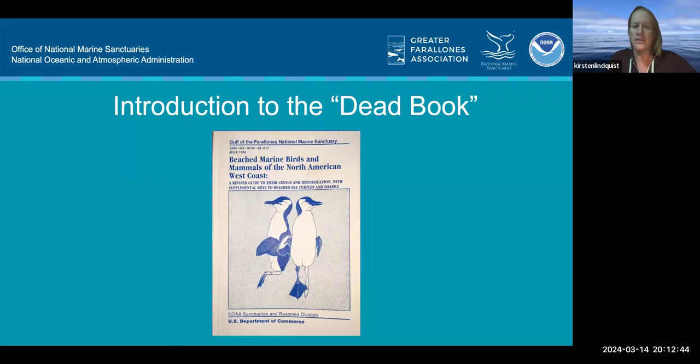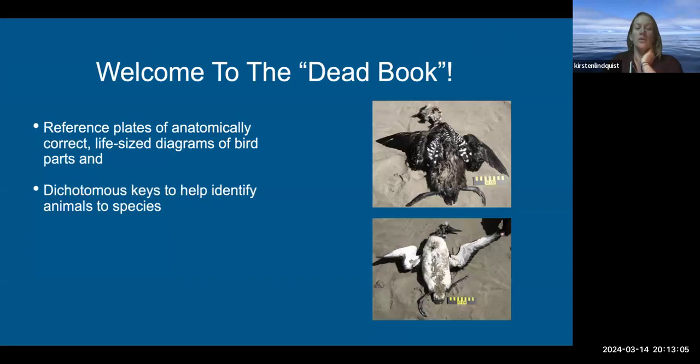The Beached Marine Birds and Mammals of the North American West Coast, and there's actually more things in there than that. It has been revised to include sea turtles and sharks as well. So this is what we affectionately call the Dead Book. It has really fantastic reference plates of anatomically correct, life-size diagrams of bird parts, and also dichotomous keys to help identify the animals to species.